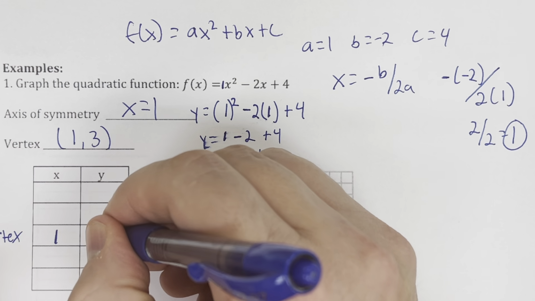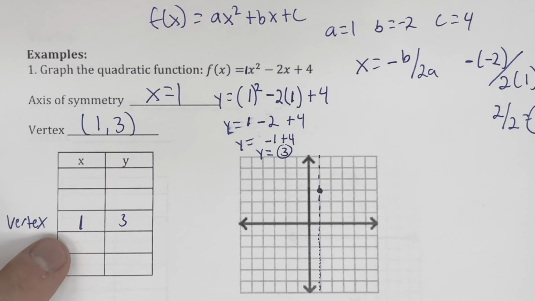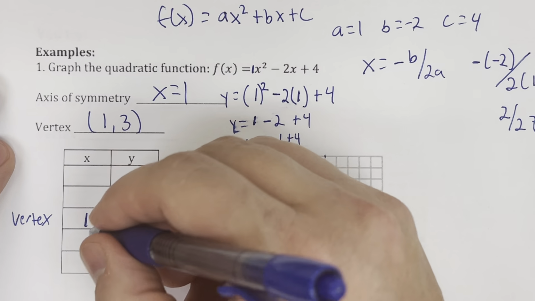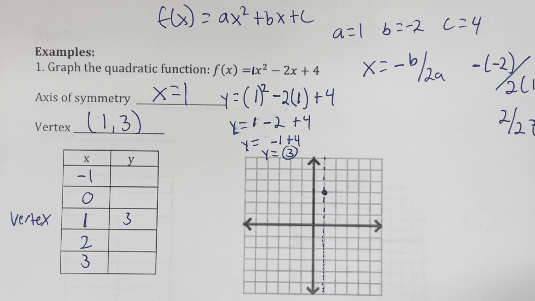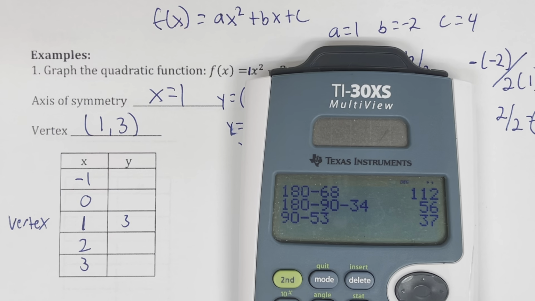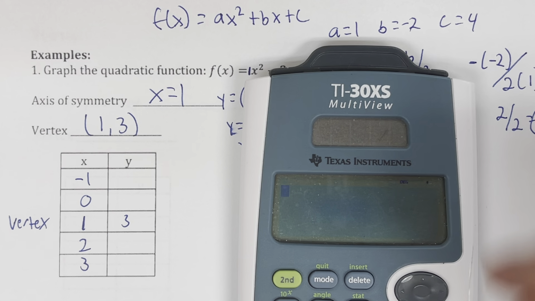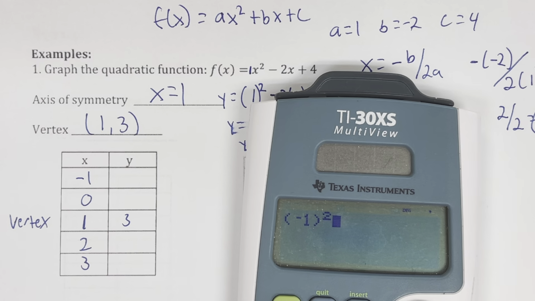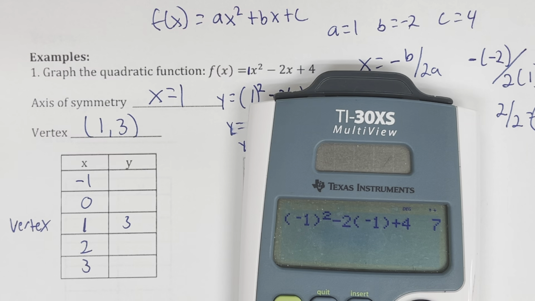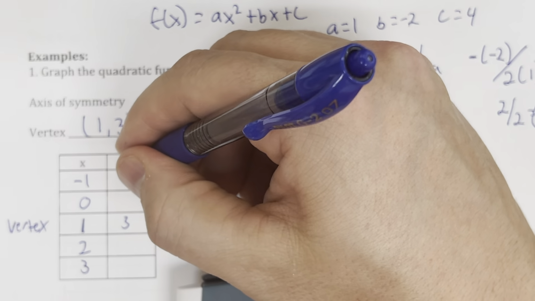The vertex was at 1, 3. I then need to pick some points that are smaller than 1 and some that are bigger than 1. So I'll do 2 and 3 that are bigger and 0 and negative 1 that are smaller. So when I plug these in, on this one, I'm just going to slowly type these into my calculator so you can see it. When I plug those values into the equation, I need to use the parentheses just like they were there. So the first value I'm putting in is negative 1. So I have negative 1 squared minus 2 parentheses negative 1, and then plus 4. Oops, missed my 4. And we get 7. So at negative 1, it's at 7.